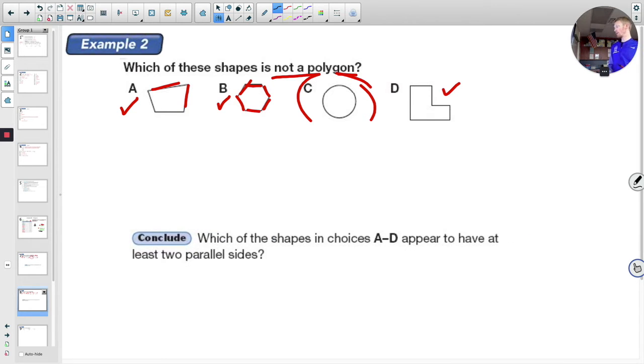Which of these shapes appear to have 2 parallel sides? Parallel, like this. D has at least 2 parallel sides. B has a bunch of parallel sides. This side is parallel to this side. This side is parallel to this side. So B is parallel. A does not seem to have any parallel sides. So just D and B.